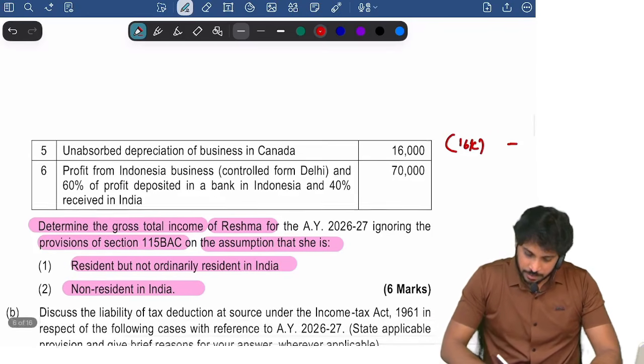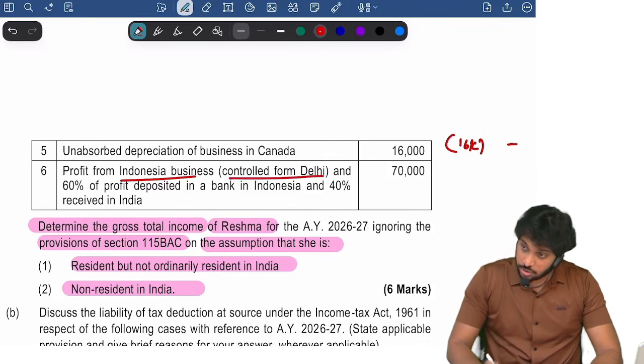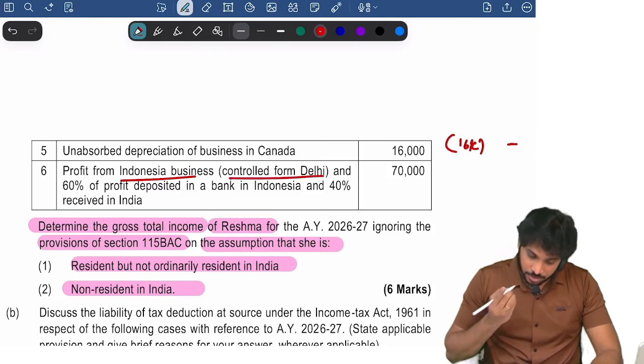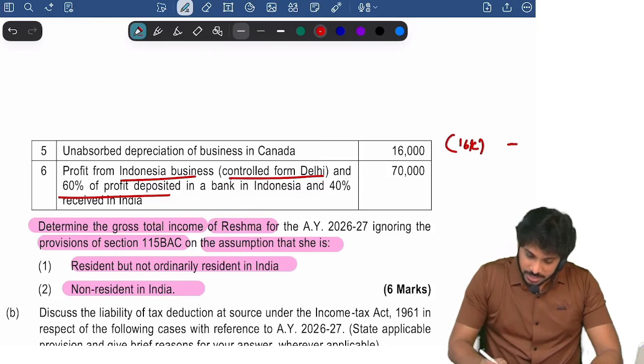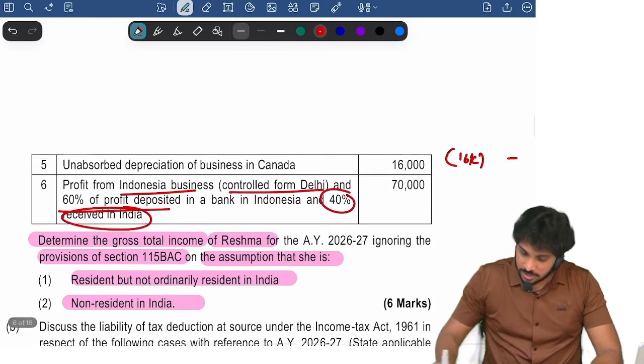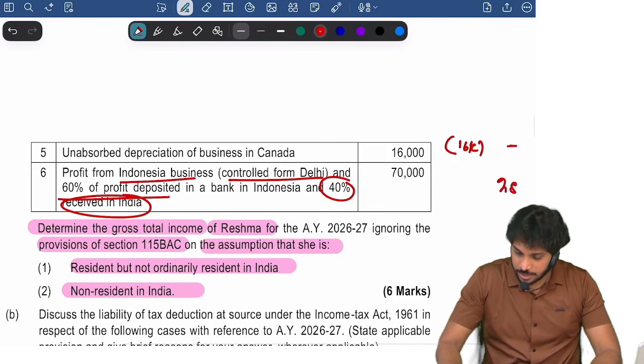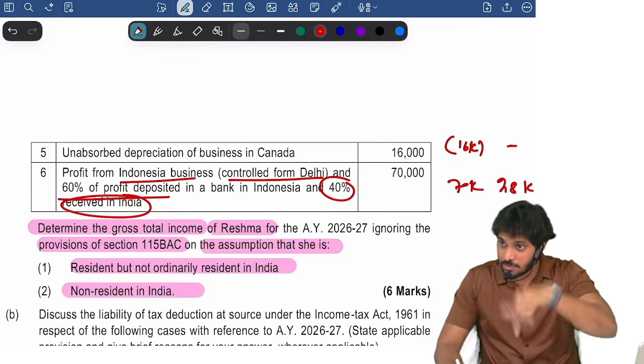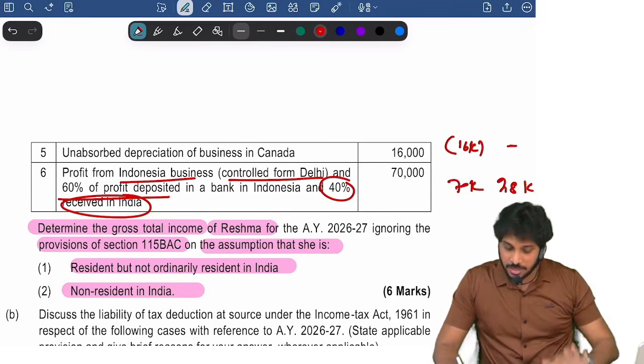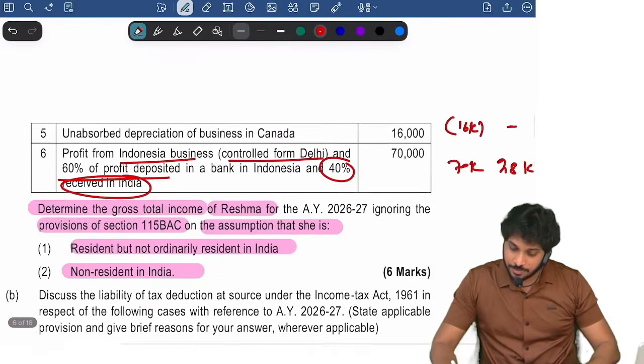This does not apply. Profit from Indonesia business controlled from Delhi. Again controlled from Delhi. Where you deposited doesn't matter. But remember, 40% received in India. 70,000 into 40%, 28,000 for non-resident taxable. For resident but not ordinary, since control is from India, fully taxable, PGBP income. Very good actually. Correct? So what is the answer?